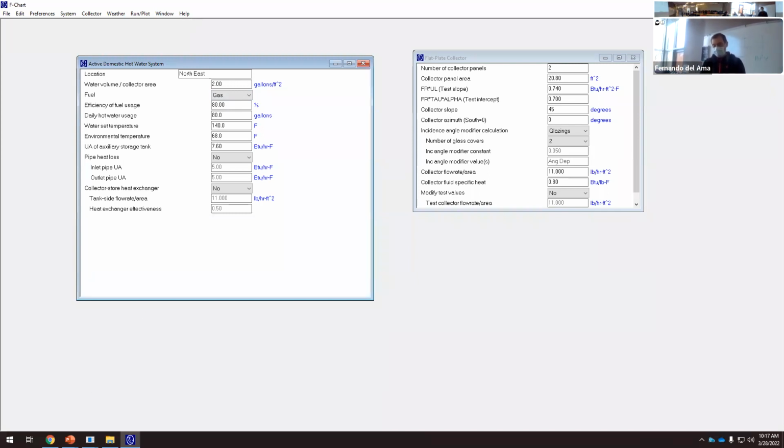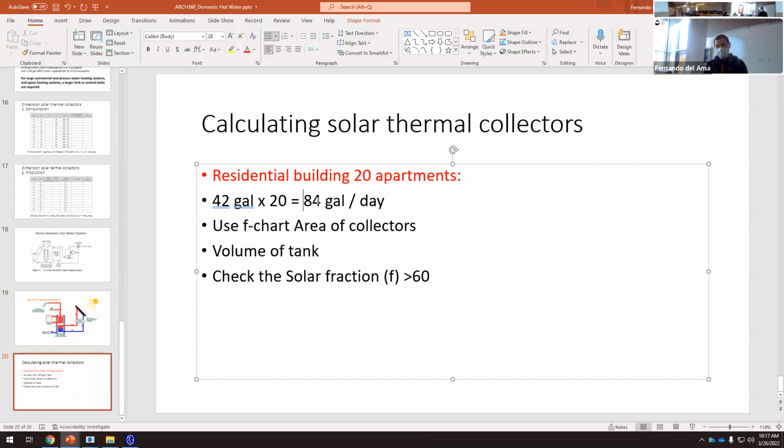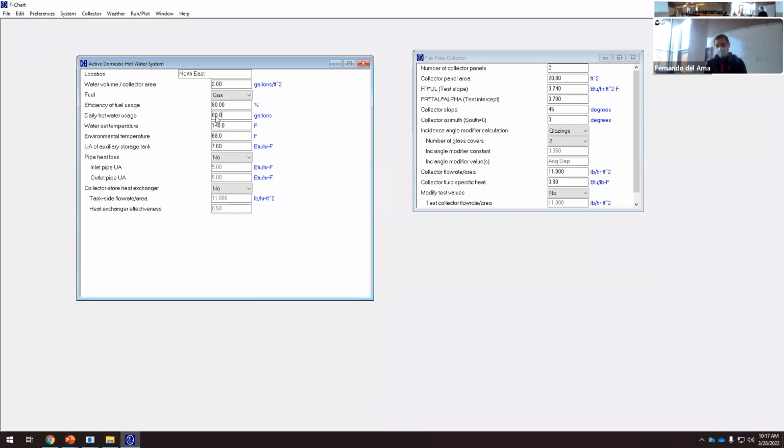Daily hot water usage. This is what we have calculated here. The daily hot water usage is 84 gallons, so here we have to type 84. Water set temperature, 140. This is mandatory. Environmental temperature, what's this?